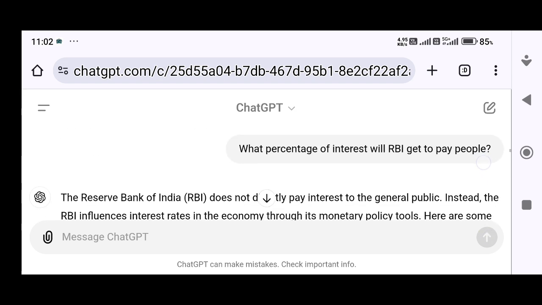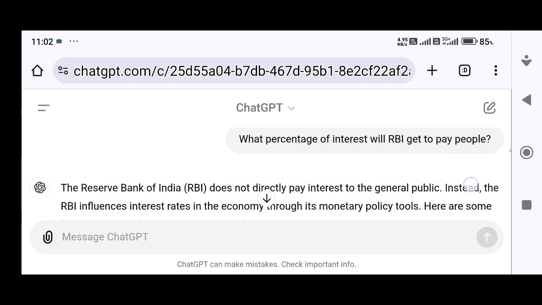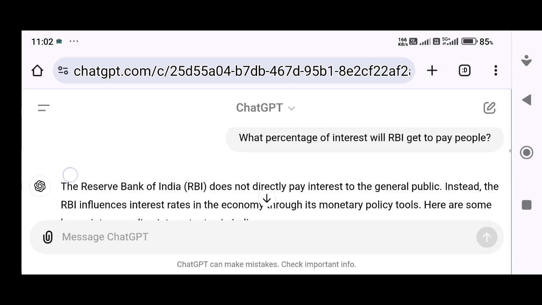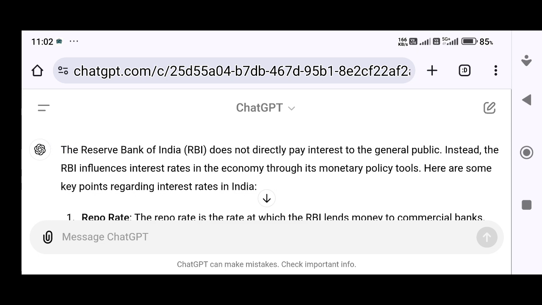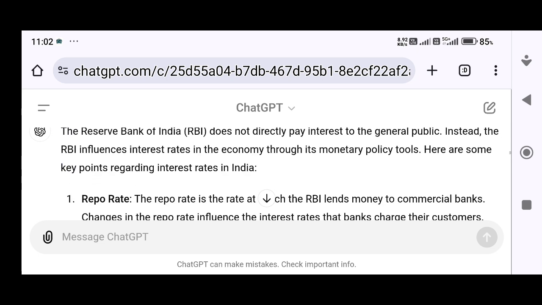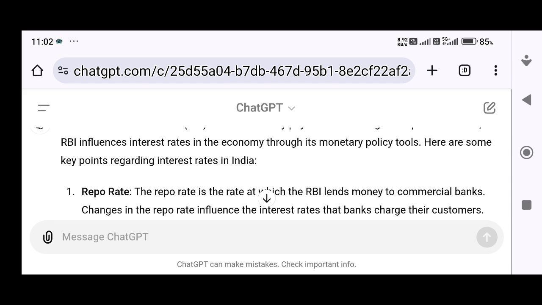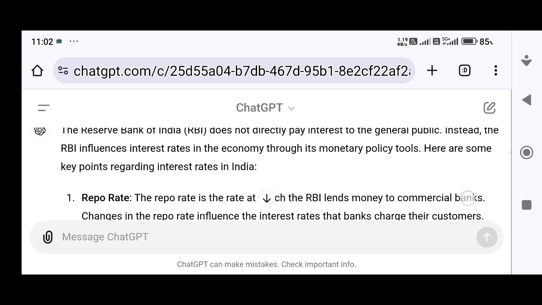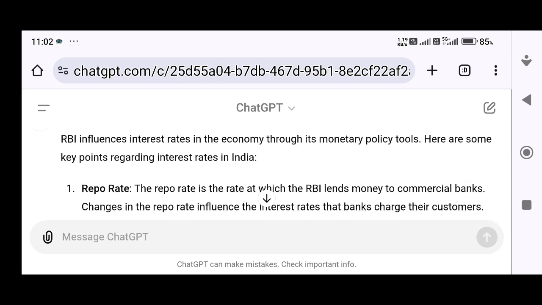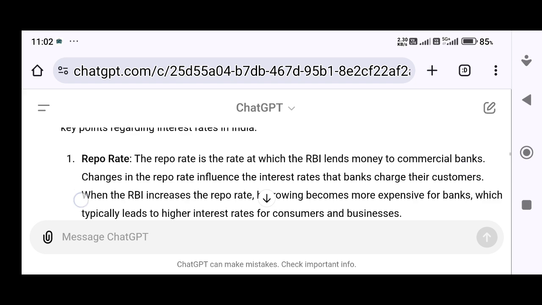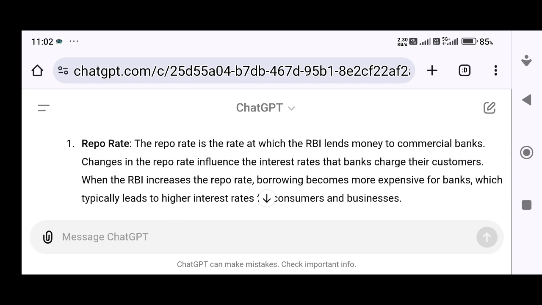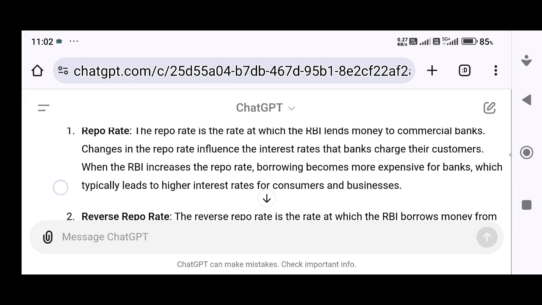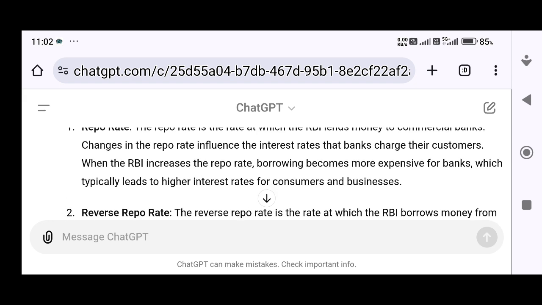The Reserve Bank of India, RBI, does not directly pay interest to the general public. Instead, the RBI influences interest rates in the economy through its monetary policy tools. Here are some key points regarding interest rates in India. 1. Repo rate. The repo rate is the rate at which the RBI lends money to commercial banks. Changes in the repo rate influence the interest rates that banks charge their customers.